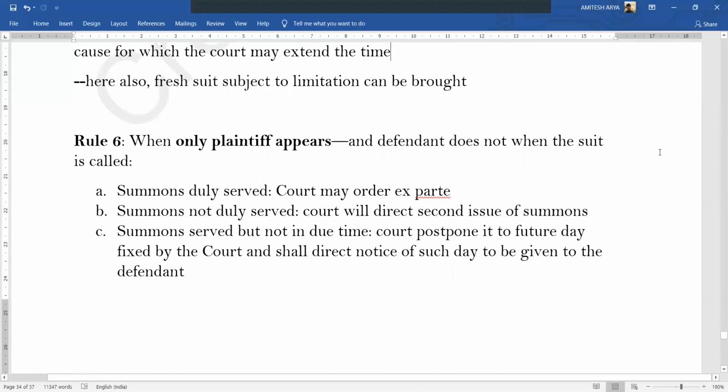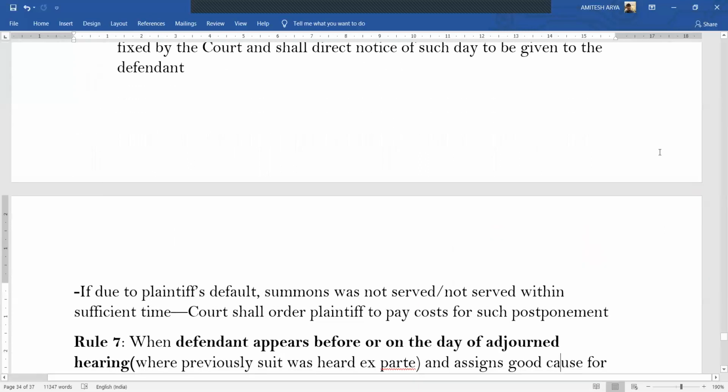Now, Rule number 6 is saying that when only the plaintiff is appearing and the defendant did not appear when the suit was called. First, if the summons was duly served, the court will proceed ex parte, that is without the defendant. Second, if the summons was not duly served, the court will issue a second summons. Third, if the summons was served but not in due time, and there was not enough time for the defendant to appear, here there will be a postponement to a further date, and notice of such further date will be given to the defendant.